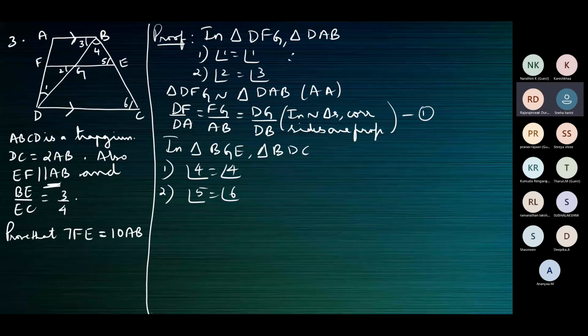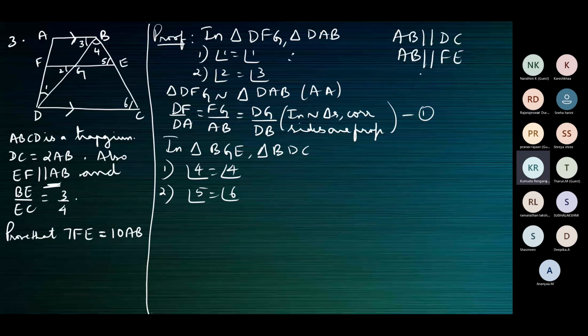Who can answer that? Correct, Rajeshwari. Ma'am, AB is parallel to DC, and AB is also parallel to FE. So FE is also parallel to DC. Correct, very good. Two lines parallel to the same line are parallel to one another. Here the two lines are DC and FE. They are parallel to the same line AB, so they are parallel to one another. That means DC is parallel to FE.